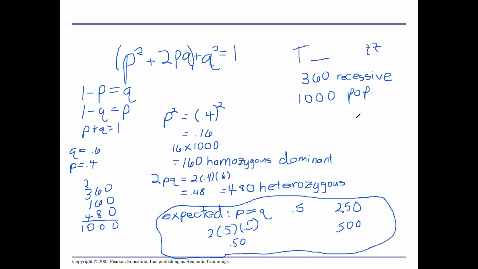But then I'm going to give you situations where you have to work out populations that aren't completely in equilibrium. This much of the equilibrium works out, that they're going to equal 1, but we're not going to be equally distributed where P and Q are equal.